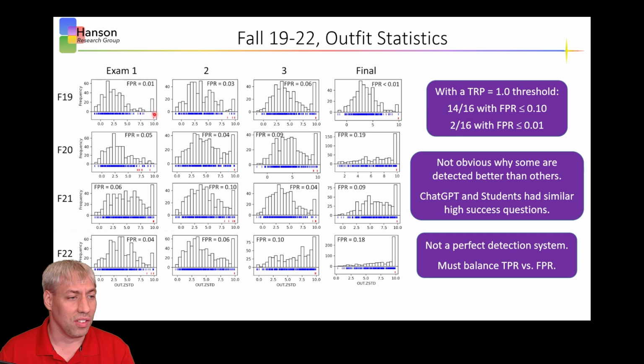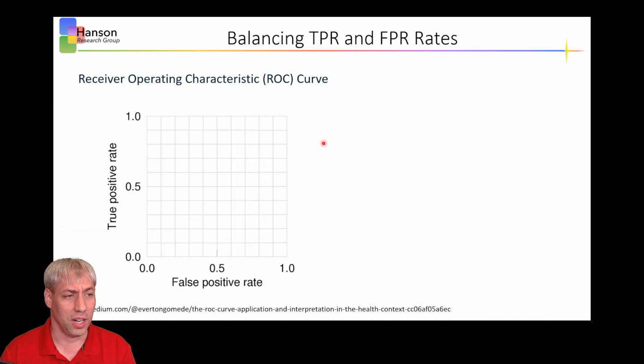And you can see in all these instances, some students end up looking like ChatGPT in the outfit statistic. With any detection strategy, you have to balance between true positive rate and false positive rate. One way to do this is using a receiver operating characteristic curve, or ROC plot. It's basically a graph of false positive rate versus true positive rate.